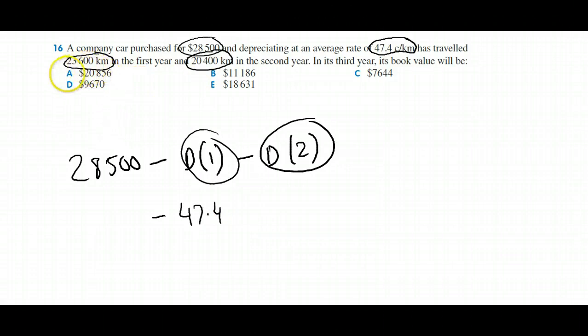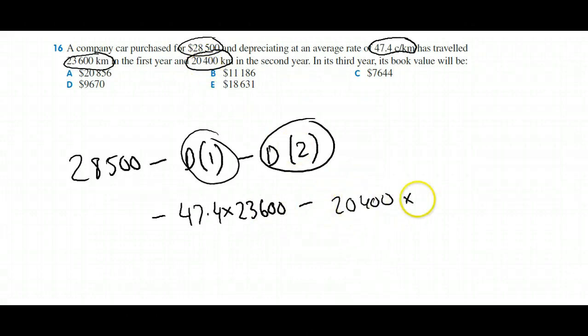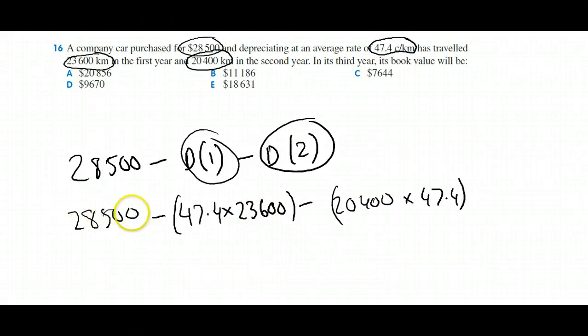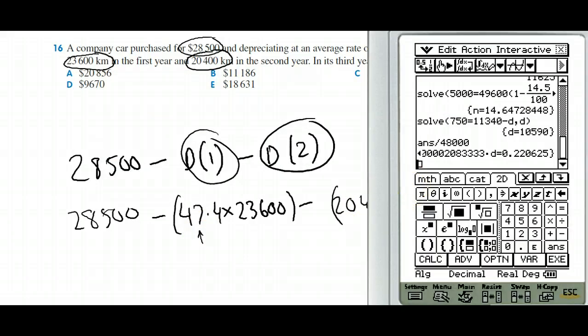Okay, so in the first year when it travelled 23,600 kilometres, for every kilometre it lost this much value in cents. Let's multiply that by the number of kilometres, and we'll do the same thing for this one, except in the second year was 2,400 times 47.4. And we'll take all of that away from our initial value. Let's bear in mind though that we've got this in cents at the moment. We really should have it in dollars. So we'll change that to dollars when we put it in the calculator.